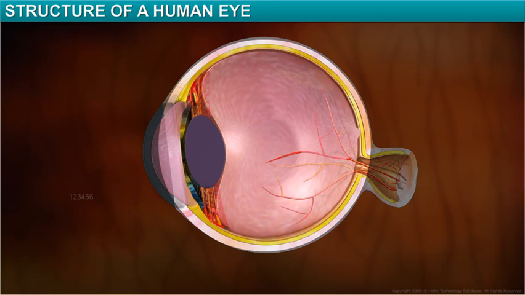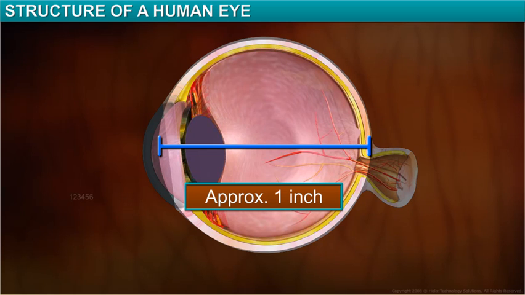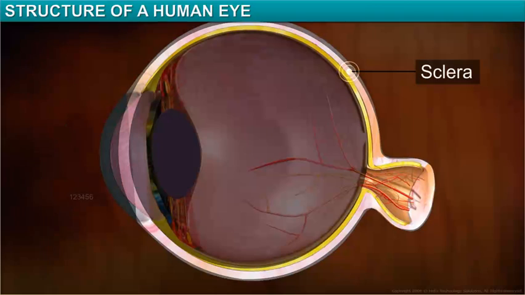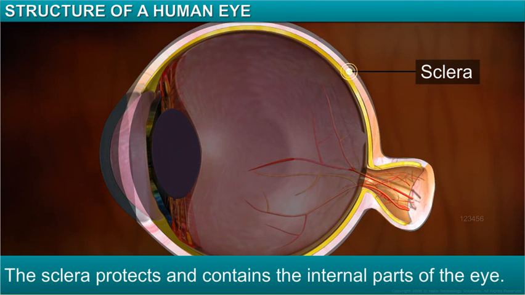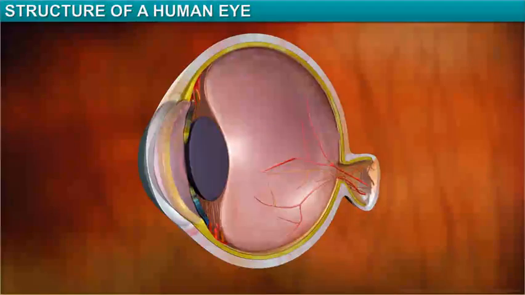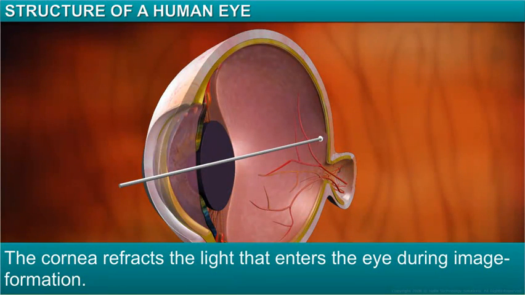A human eye is spherical in shape, with a diameter of approximately 1 inch. It constitutes about 30 major and minor parts. Let's start with the sclera, or sclerotic. Sclera is a tough white fibrous tissue that protects and contains the internal parts of the eye. The next part is the cornea, a tough membrane covering the front surface of the eye that is bulged out. The cornea refracts the light that enters the eye.